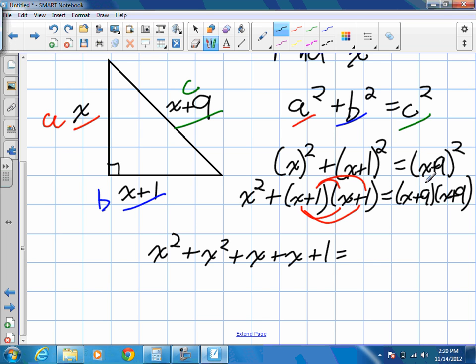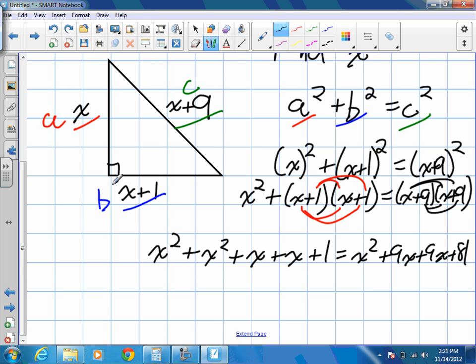On the other side of the equation, we distribute the x and the 9. We'll get x squared, 9x plus 9x plus 81. Now, remember, in order to solve a quadratic, what do we need the entire equation to be equal to? 0. So I'm going to make every term come to the left side of the equation, or right side, whatever you're more comfortable with. And I'm going to have a 0 on the other side.